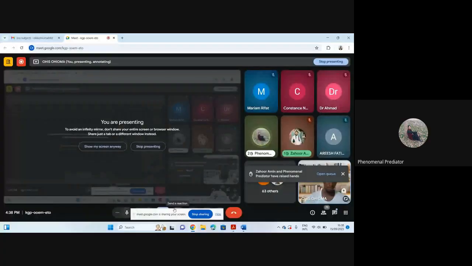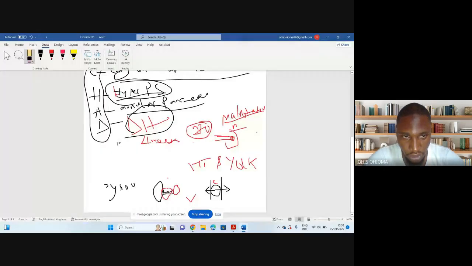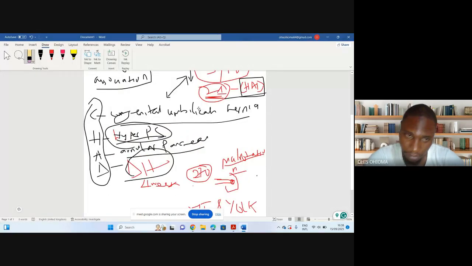Sir, can you please repeat the CHAD mnemonic? Okay, the CHAD mnemonic, yeah. This is the mnemonic for association with Down syndrome. The congenital umbilical hernia is the C. Then you have the hypertrophic pyloric stenosis as the H. You have the annular pancreas as the A. And then you have diaphragmatic hernia as the D.